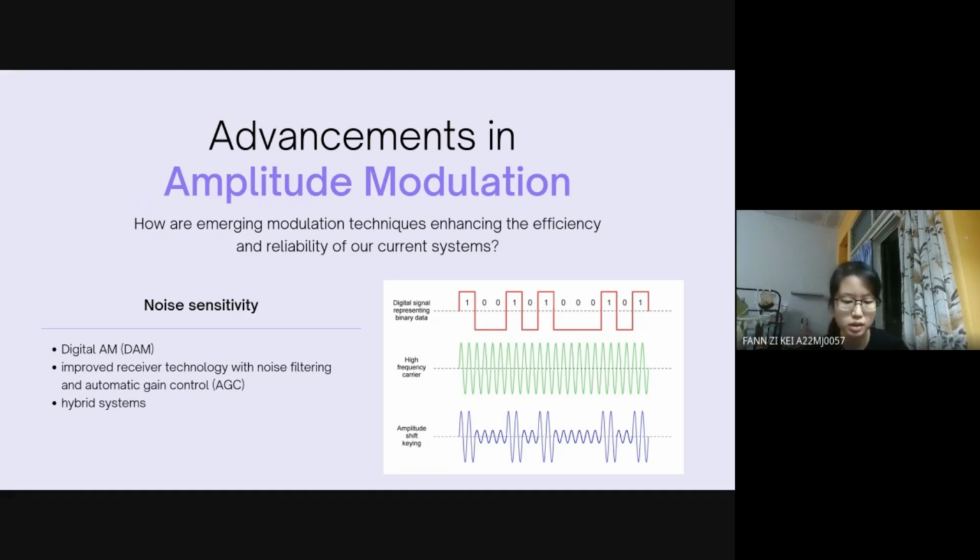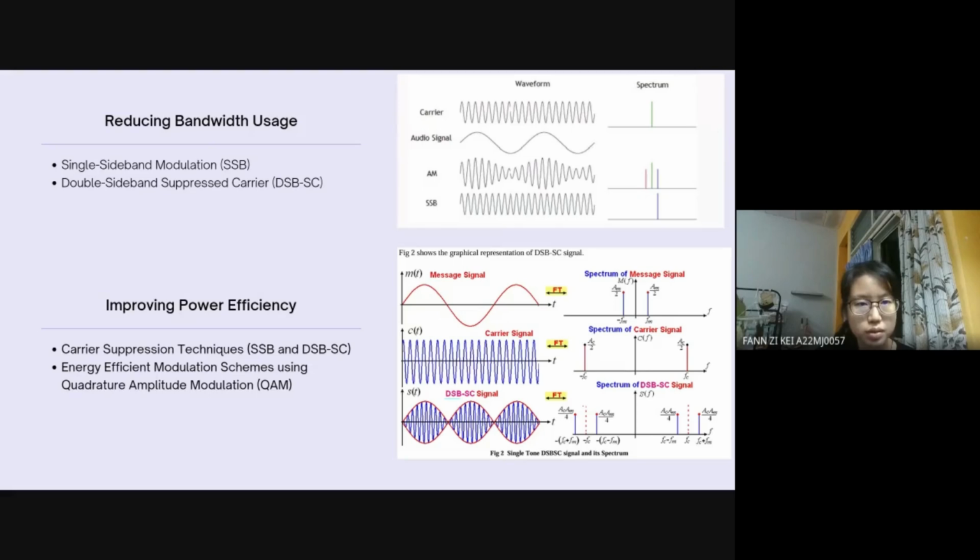For hybrid system, it is the combination of AM and digital system that provides error correction. It's slightly similar to DAM. So it combines analog and digital modulation to improve efficiency and reduce noise. So for the next slide, I will talk about reducing bandwidth usage and also improving power efficiency.